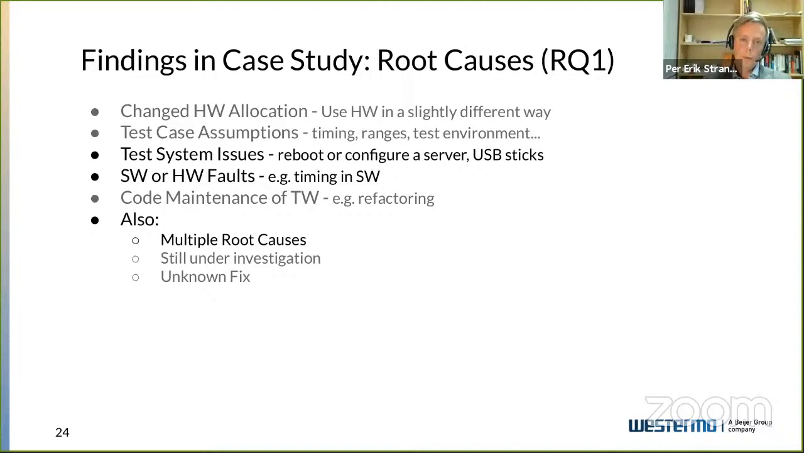So for example, we could see that we sometimes had test system issues, meaning that we would have to reboot or reconfigure a server or fill with USB sticks. And we also sometimes identified faults in the software and the hardware, for example, when we had incorrect assumptions on timing in the software. We could also see that some intermittently failing tests had more than one root cause. And this sort of supports the idea that one bug could sort of hide another bug because one test case has more than one problem.